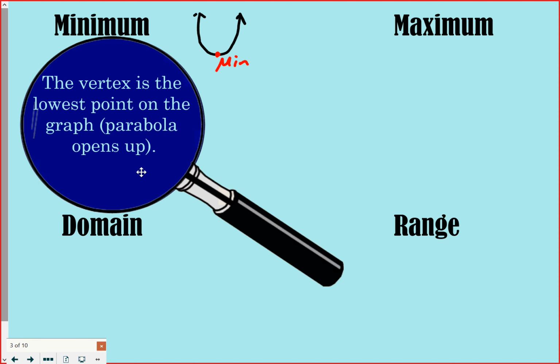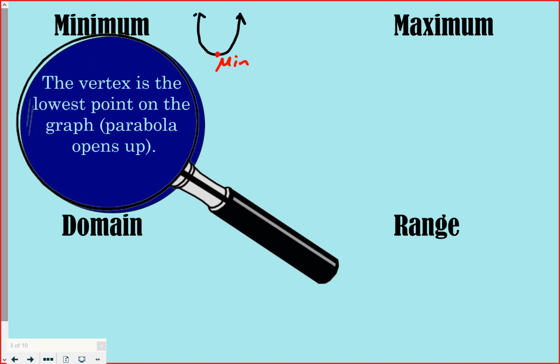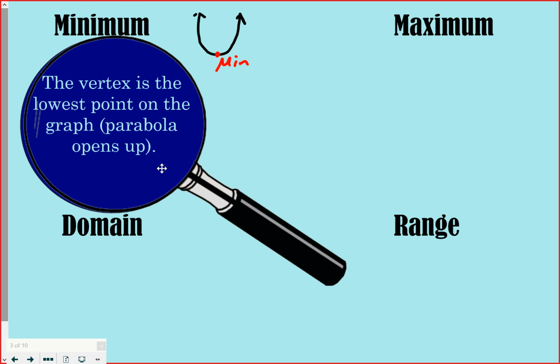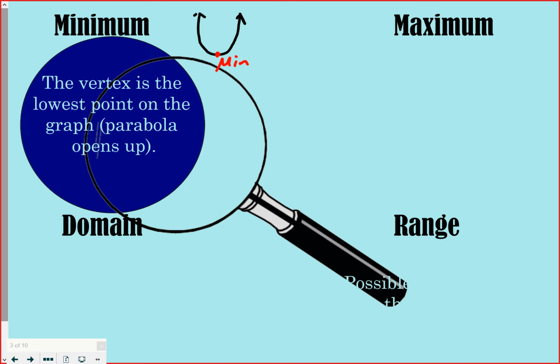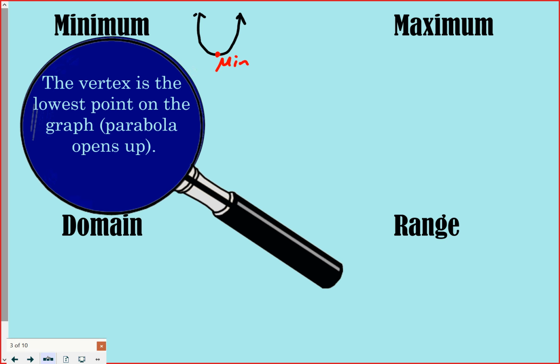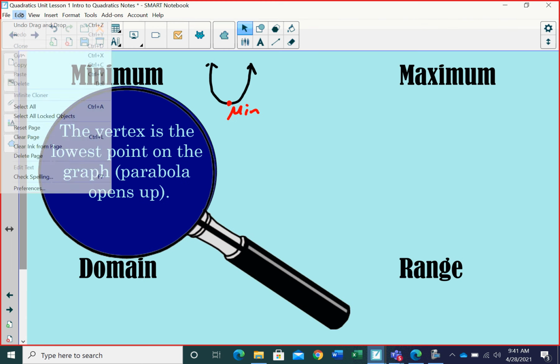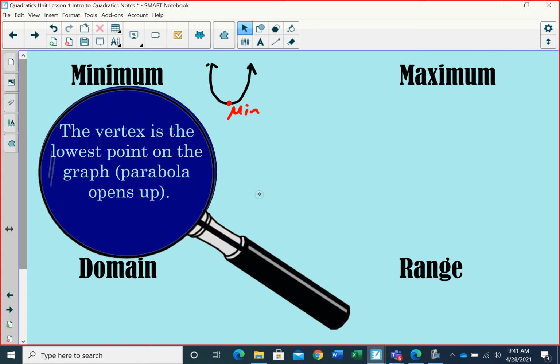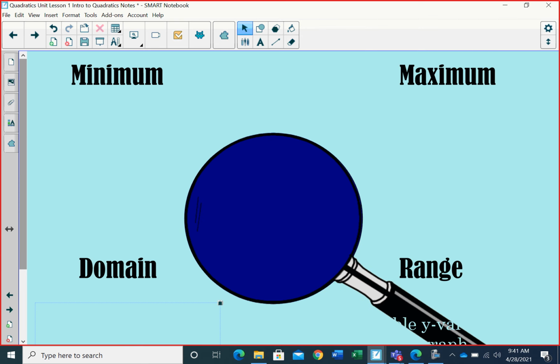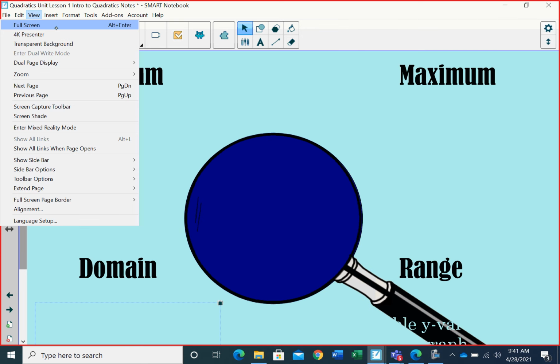Then we also have our maximum. Oh, what's going on here? Let me just do this. Edit, reset page. Okay. Review.